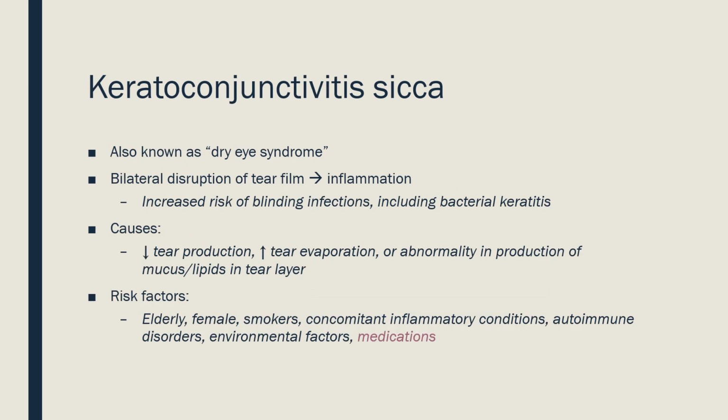Keratoconjunctivitis sicca, or KCS, is also known as dry eye syndrome, and it is a bilateral disruption of the tear film that leads to inflammation. These patients are at increased risk of blinding infections. The cause is either decreased tear production, increased tear evaporation, or an abnormality in the production of mucus or lipids in the tear layer.